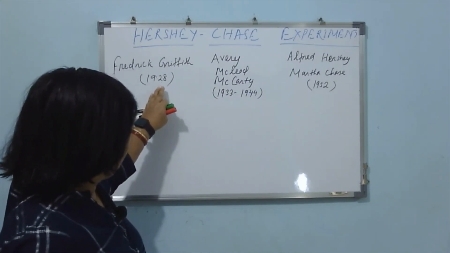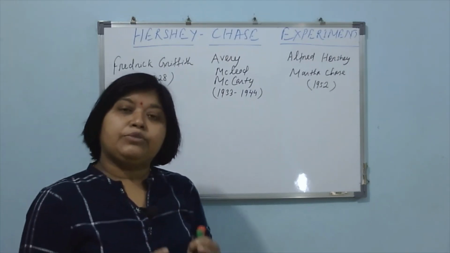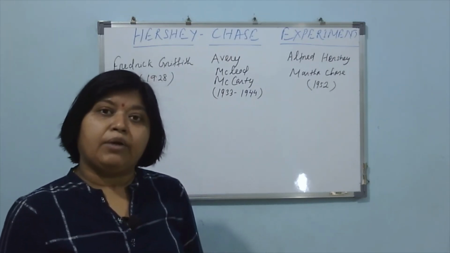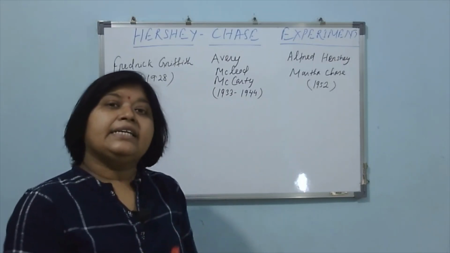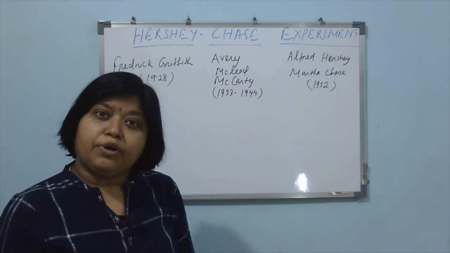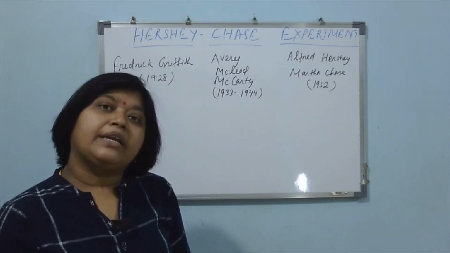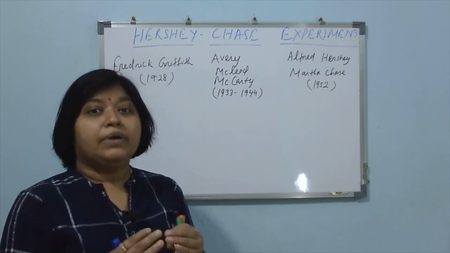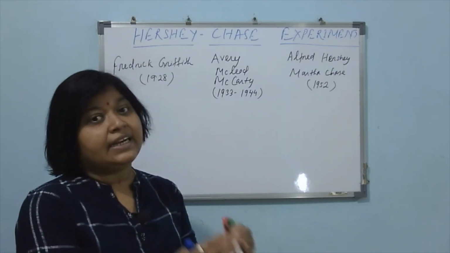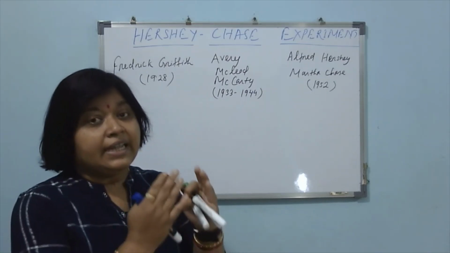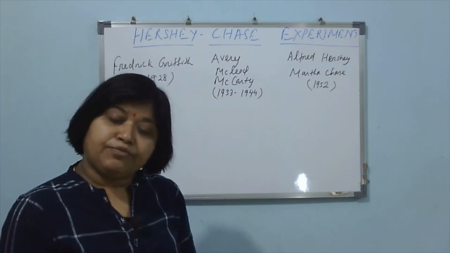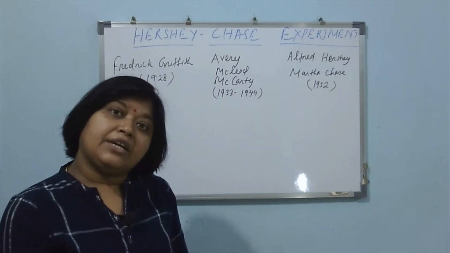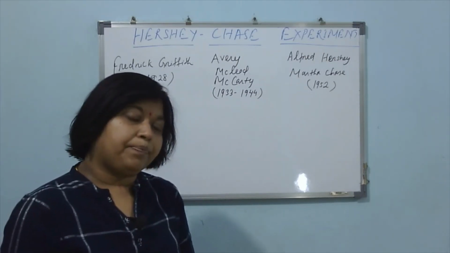In 1928, while Frederick Griffith was working on Streptococcus pneumoniae, he found that some factor present in the heat-killed strain of bacteria was transforming the non-virulent strain of bacteria into a virulent form. But he didn't prove that DNA is the transforming factor present in the heat-killed strain of bacteria, transforming the non-virulent strain into a virulent form.